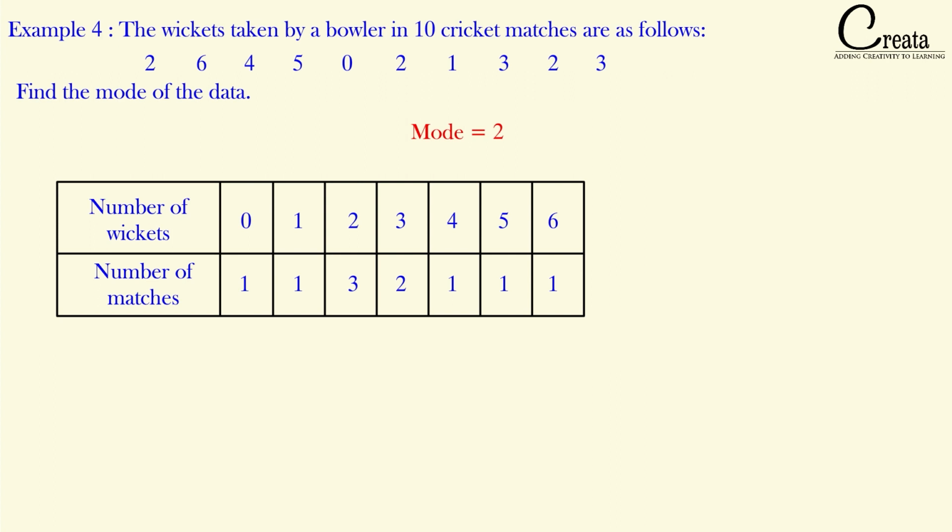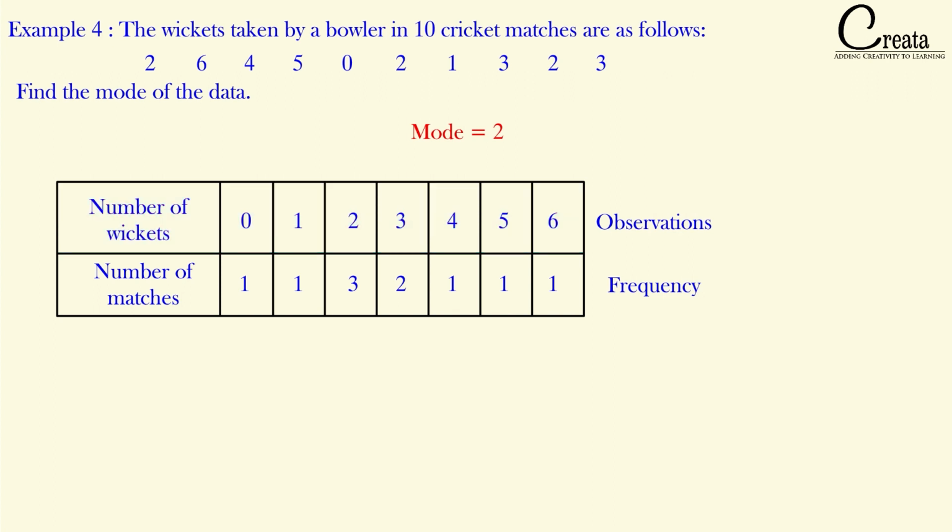So coming back, the first row, the number of wickets, is the observation. And the second row, the number of matches, is the frequency. Recall the concept that we have covered in the previous lectures. What is frequency? Frequency is how many times our observations are repeating. Here 0 is repeating only one time, 1 is repeating only one time, 2 is repeating 3 times. So this is the frequency and this is the observation.